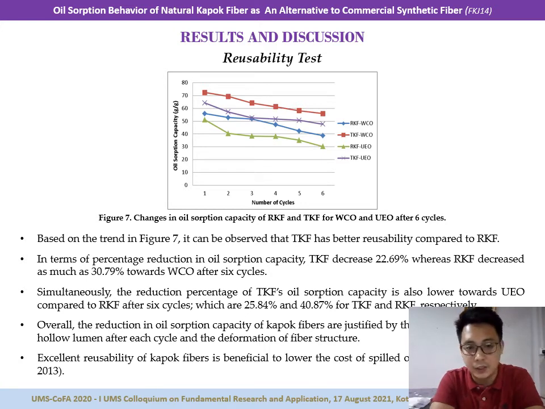Simultaneously, the reduction percentage of treated kapok fiber oil sorption capacity is also lower towards the used engine oil compared to the raw kapok fiber after 6 cycles, which are 25.84% and 40.87% for the TKF and RKF respectively. So overall, the reduction in oil sorption capacity of kapok fiber is justified by the remnant oil trapped in the hollow lumen after each cycle and the deformation of the fiber structure. Excellent reusability of kapok fiber is beneficial to lower the cost of oil spill treatment.